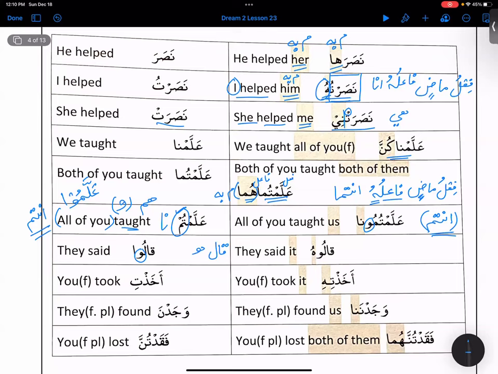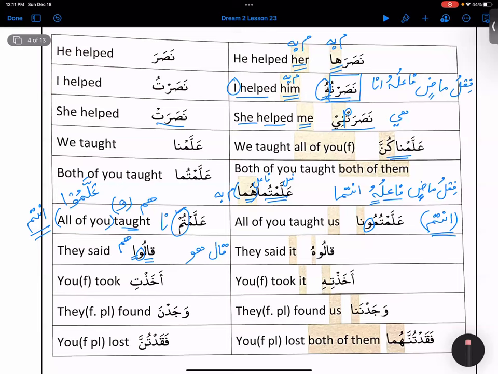Then the huma version would be qala with alif, and the hum version would be qalu with alif. Forget about this alif. I told you guys last class, this alif is basically telling us that this is a verb. So how do we know this is hum? Only this waw is telling me that I am hum inside. This waw is basically telling us that the fa'il in there is hum.